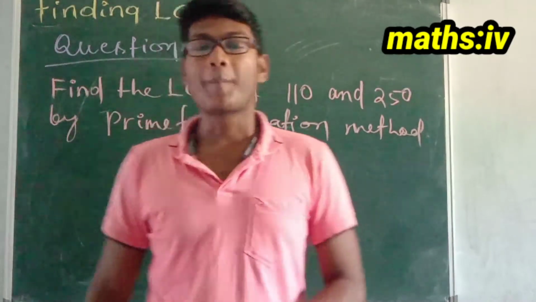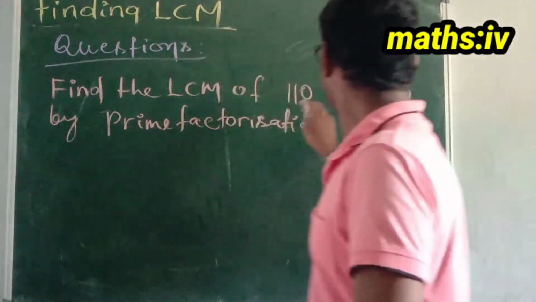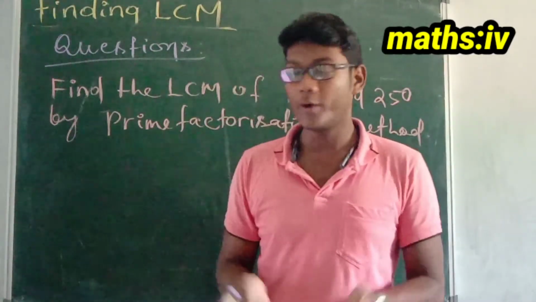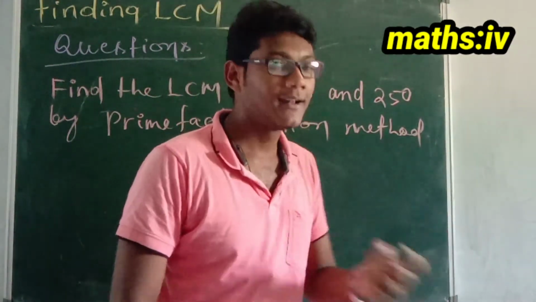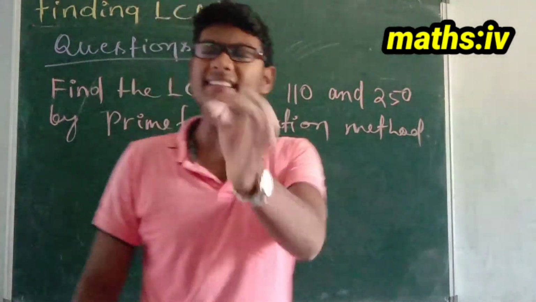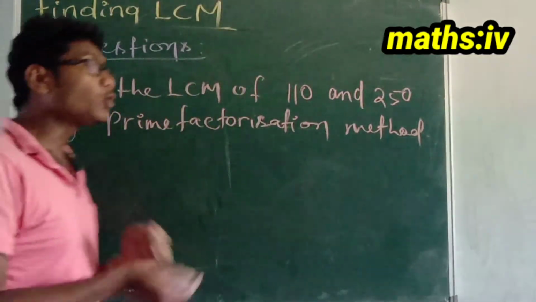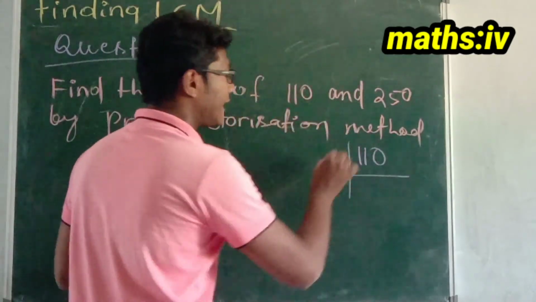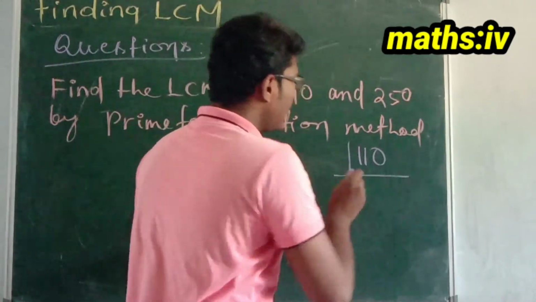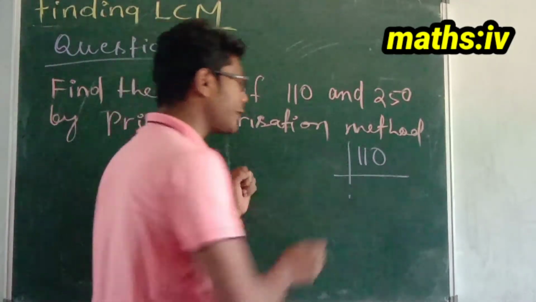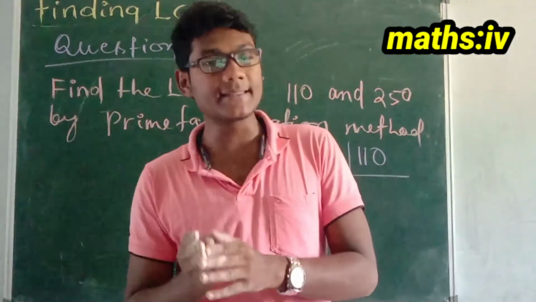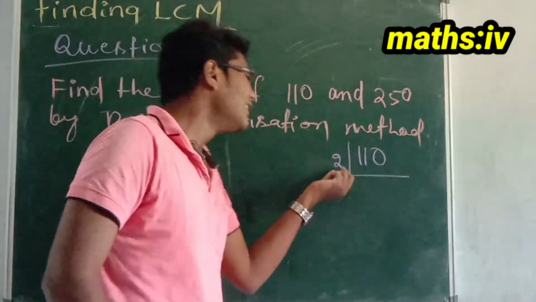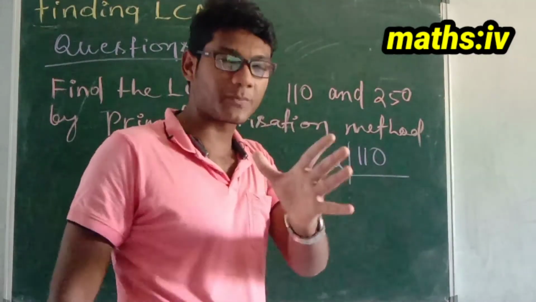We are asked to find out the LCM of 110 and 250 by the prime factorization method. Oh, it's very hard. Is it hard, students? Listen. It seems hard, but it is very simple. How to find the prime factors? To find prime factors, do it like I do. Whenever you factorize, firstly start with a smaller prime factor.